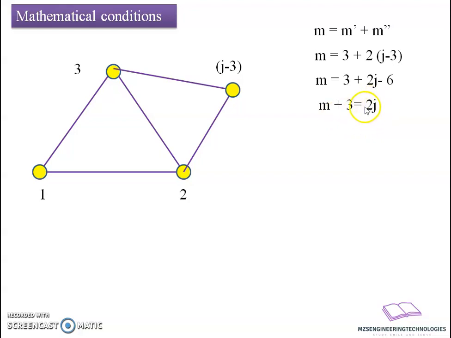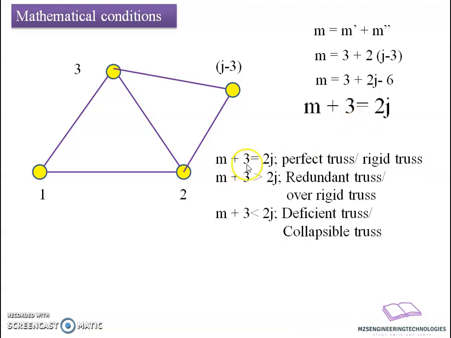Okay. So we have defined an equation which states the number of members present in a particular geometry with reference to the number of joints possessed by that geometry. This equation will define whether my truss is a perfect truss or has certain deficiency. Based on this, if m plus 3 equals 2j is satisfied, then I am going to call it a perfect truss or rigid truss.